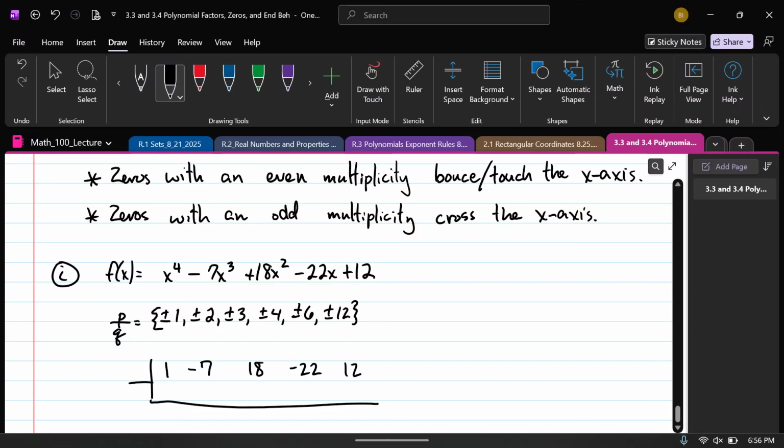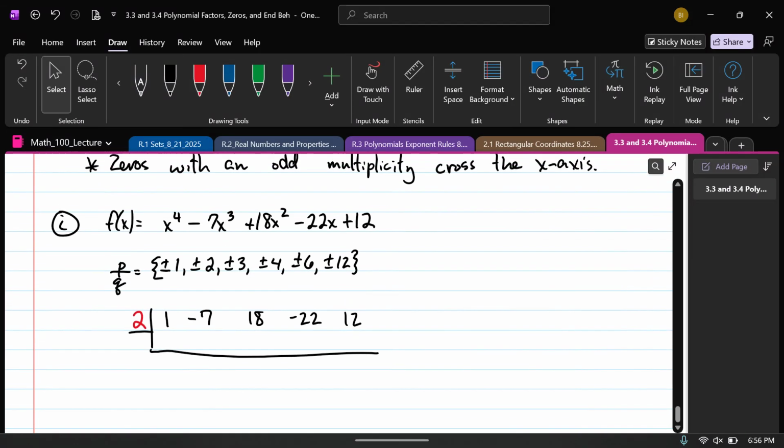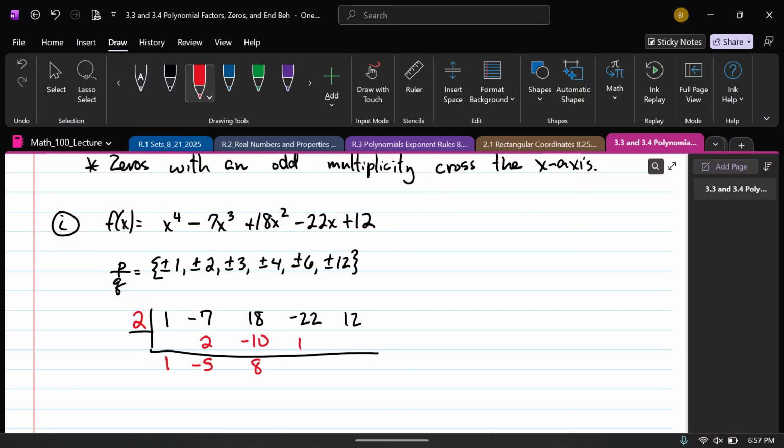I usually start with the smallest number. I'll start with the 2. And I'm going to run synthetic with that 2. And then I'm going to run synthetic on the answer to that with the 3. Okay? So drop the 1. It's going to be -5. That's -10. That's 8. 16. That's -6. There's -12. There's my remainder of 0. So that tells me that x minus 2 is a factor.